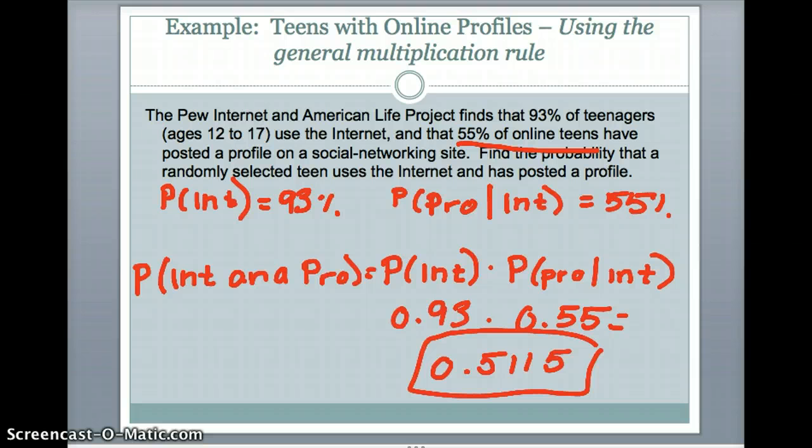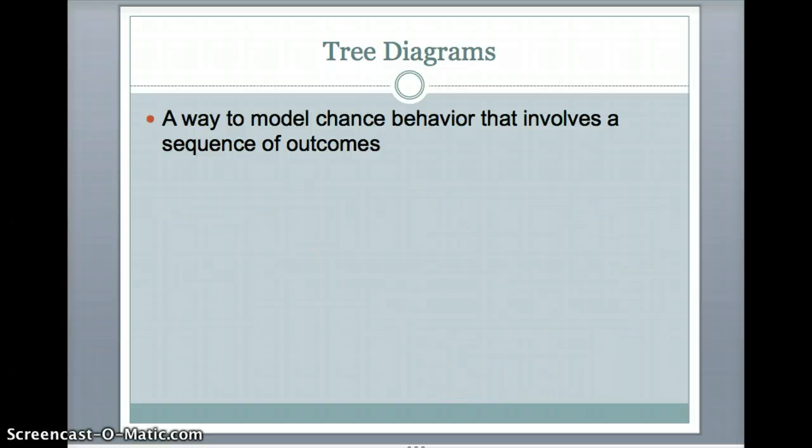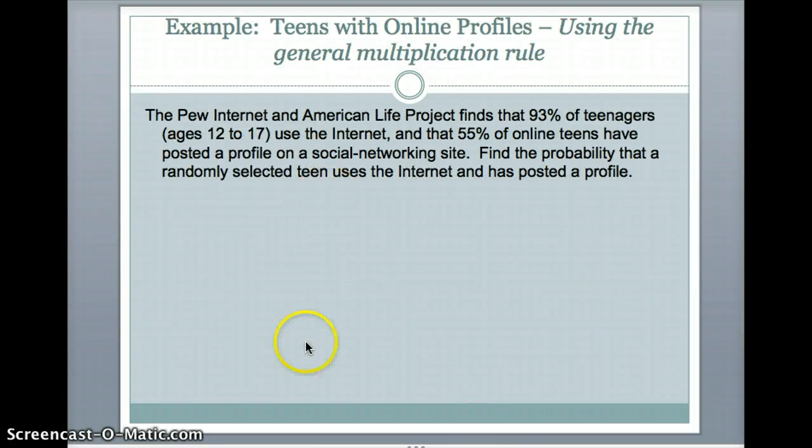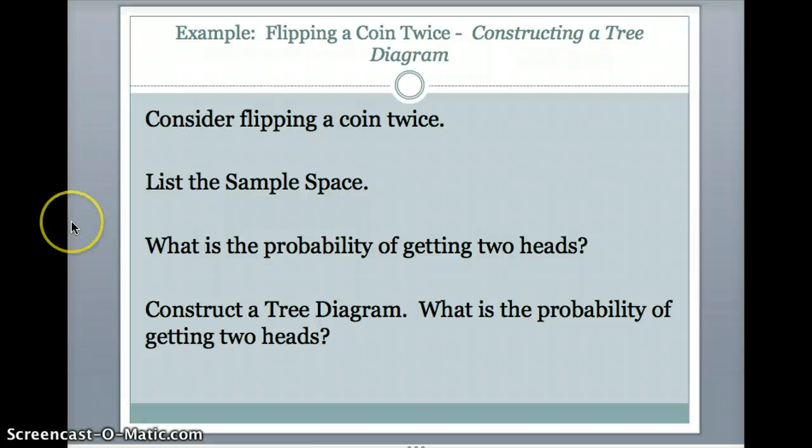moving on. Tree diagram. So a tree diagram, much like a sample space, I mean, they serve the same purpose as a sample space. It's just a way to model the sequence of outcomes. They do look a little bit different. I always like to think that they're maybe a little bit more organized than a way of doing a sample space. Okay, so let's consider flipping a coin twice.